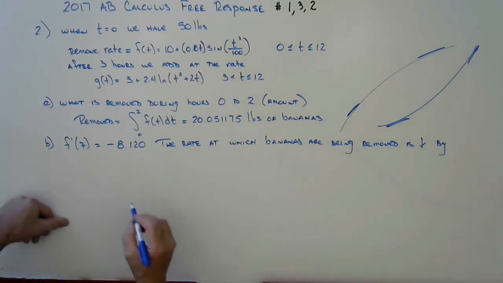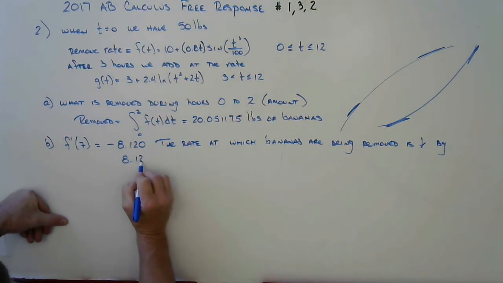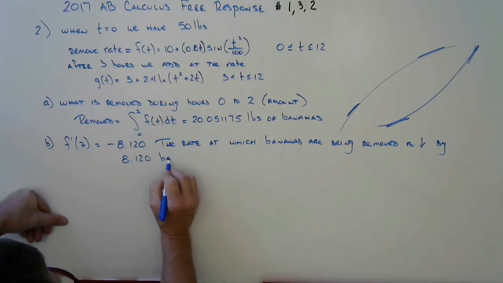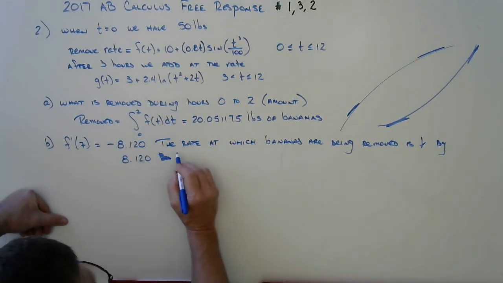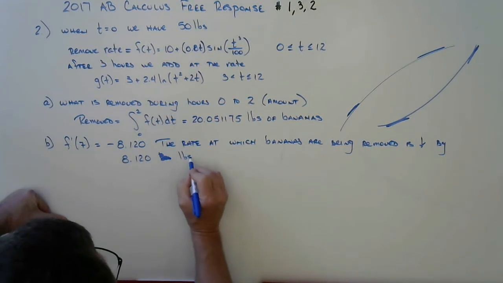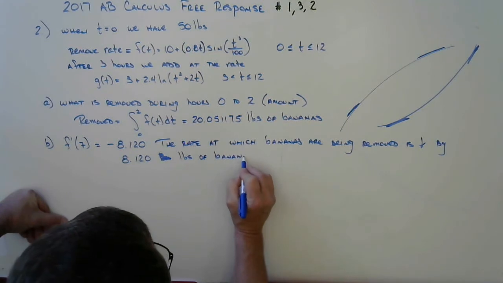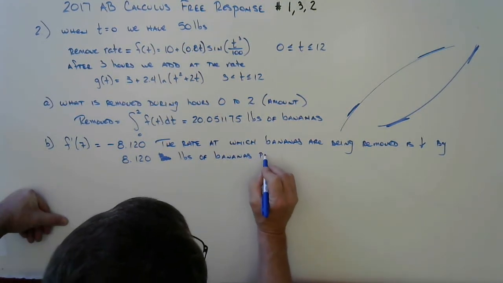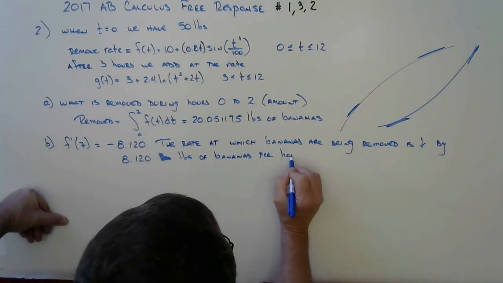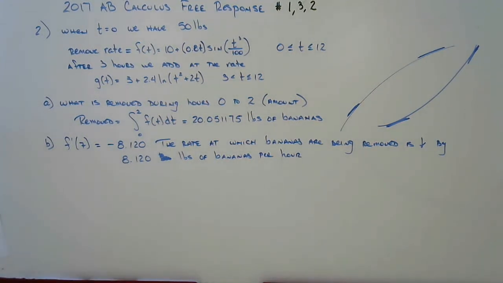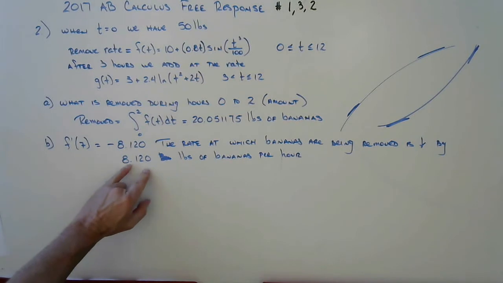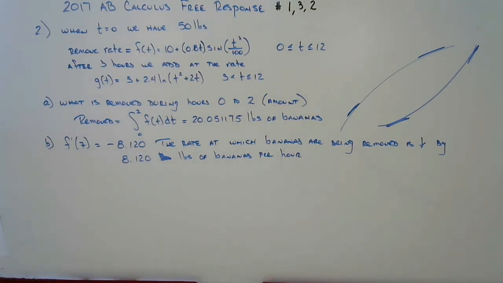It's decreasing by 8.120 pounds of bananas per hour. So if we had 30 pounds taken away in the last hour, then this time we're going to have 30 minus 8.12 pounds of bananas being taken away.